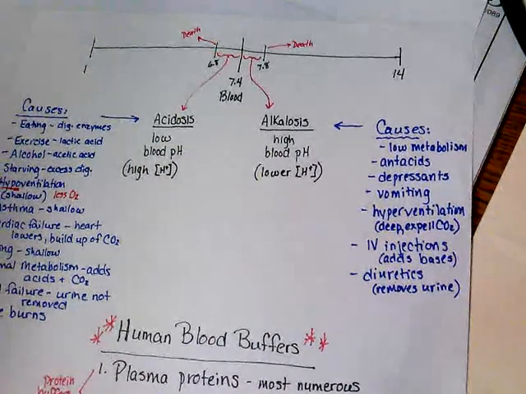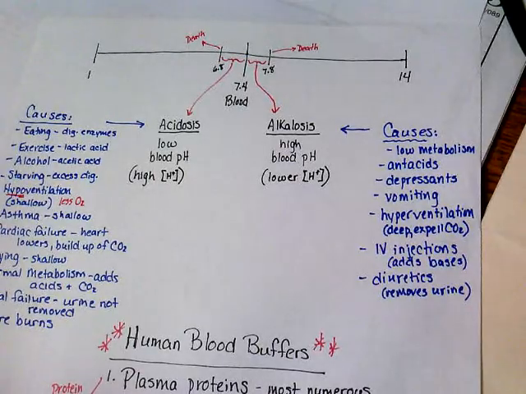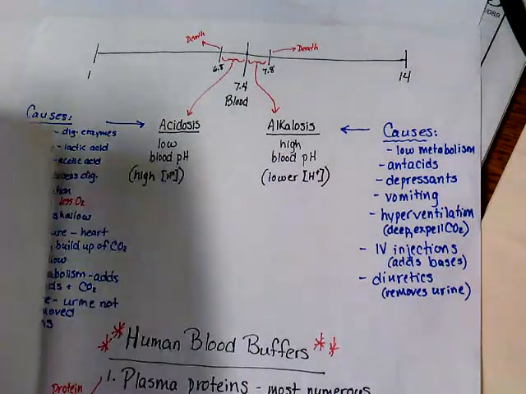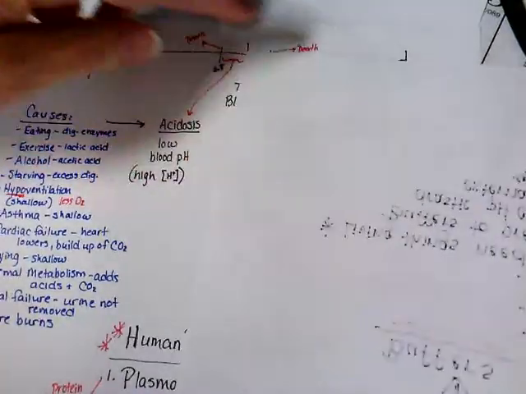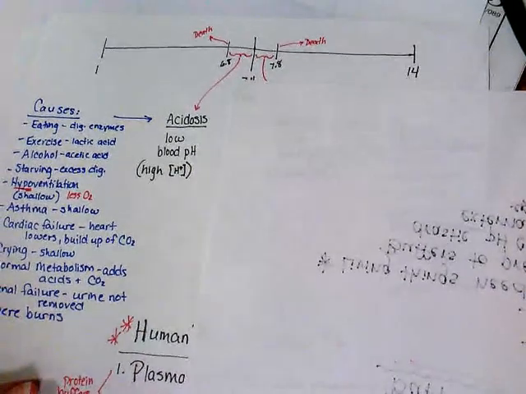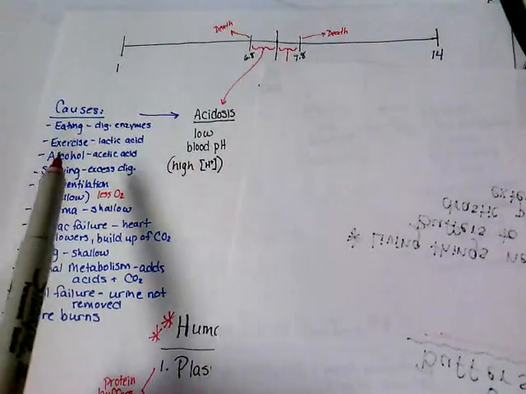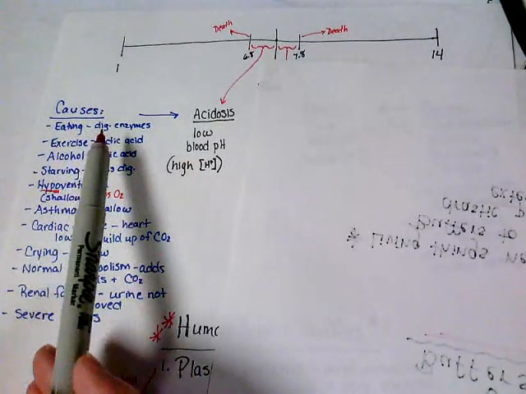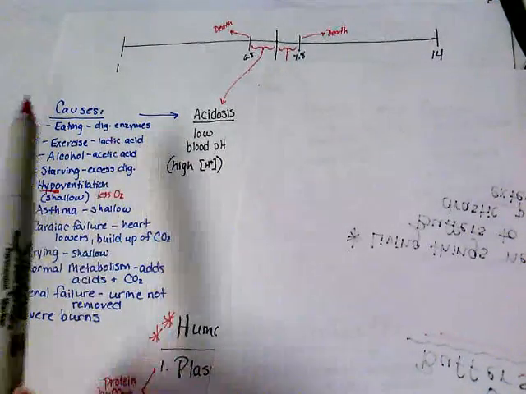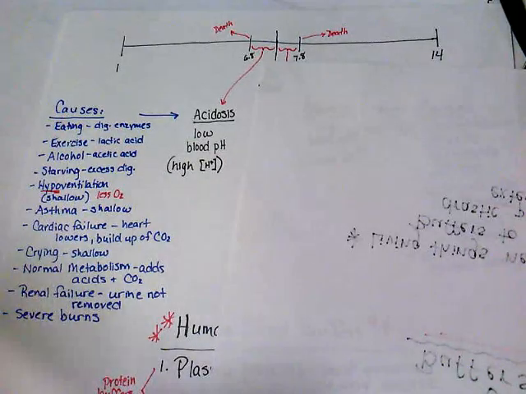Now, if you look to the side, I'm going to try and cover up one side so you're only concentrating on one side. We're going to cover up the alkalosis side. We're going to concentrate on what causes acidosis in the blood. And look at this list. It's long. Eating. How does eating cause it? Digestive enzymes are produced, as well as hydrochloric acid in the stomach. When those acids go up, they are going to diffuse into the blood and lower the pH.